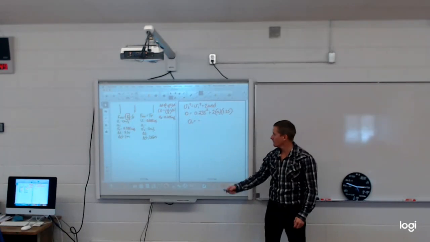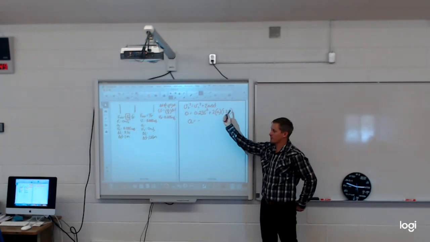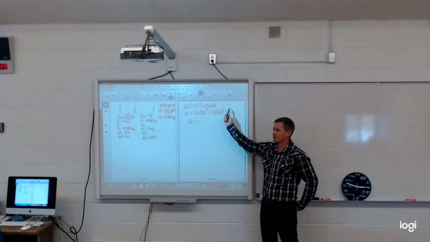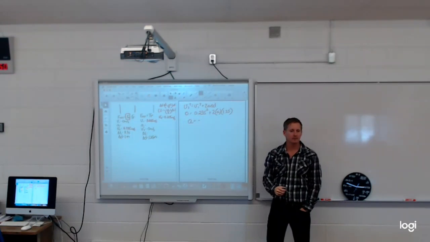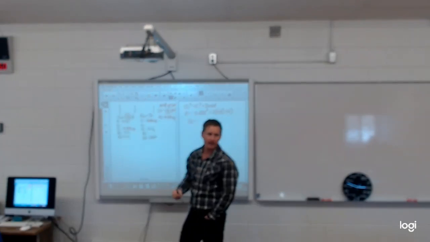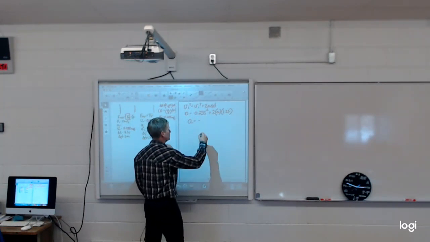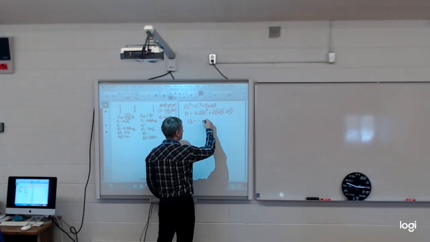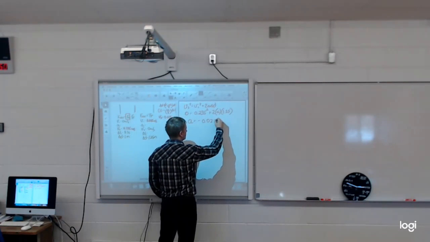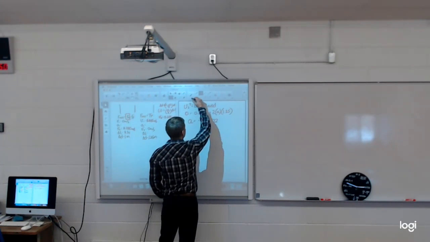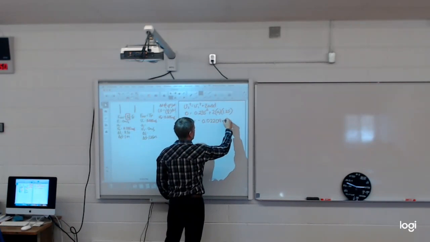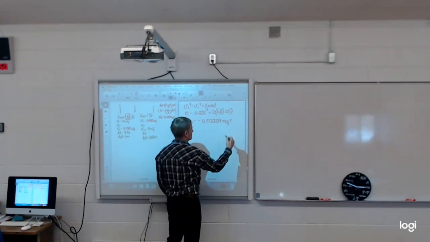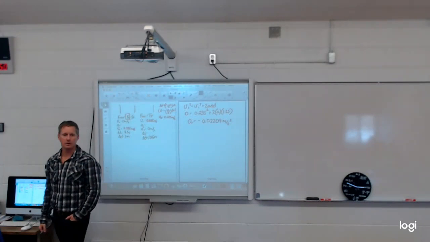2 times 1.25 is 2.5. So that value divided by 2.5. What do you get? 0.02209. Okay. So far so good?